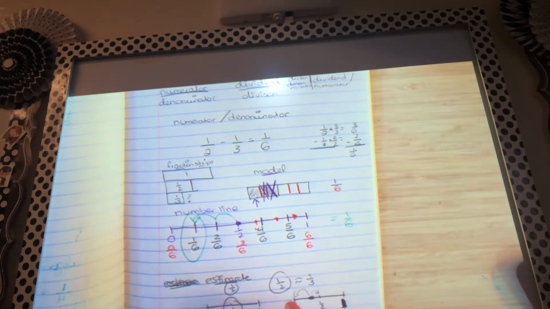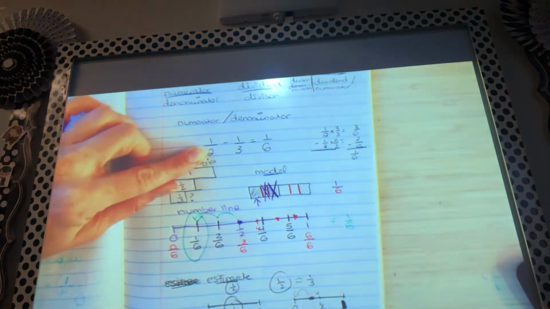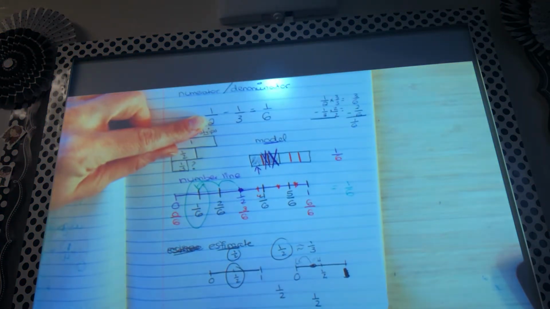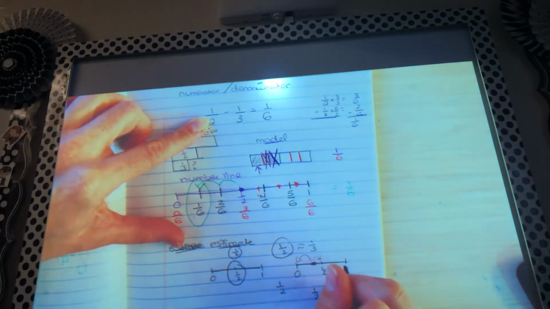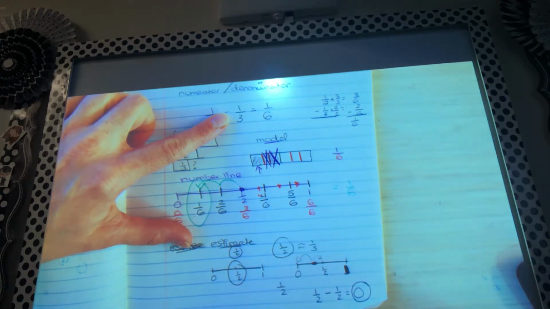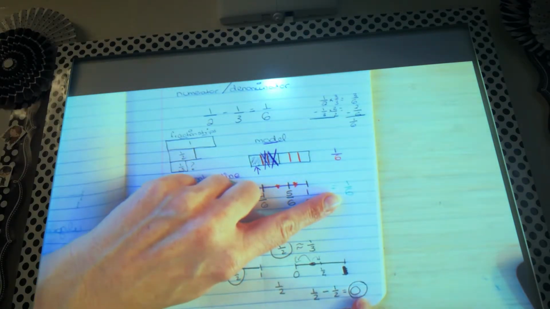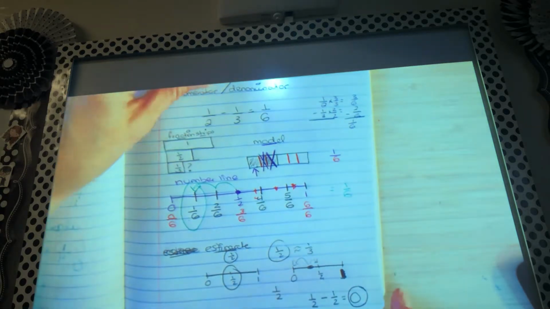And then I would just subtract. Instead of using my values that I have, I would use my estimation values. So 1/2 just stayed 1/2, but 1/3 rounded to 1/2. So my estimation is about 0. And if I look, 1/6 is pretty small, so that's near 0. If I were to round 1/6, I'd probably round it down to 0.